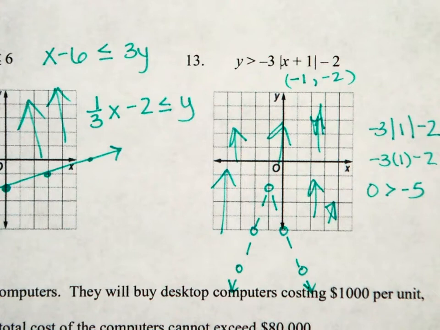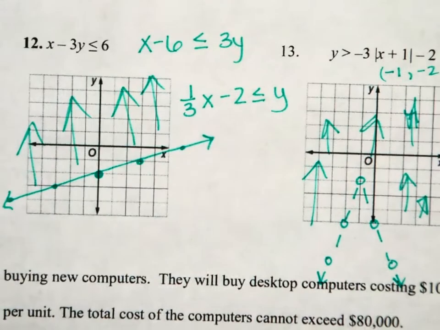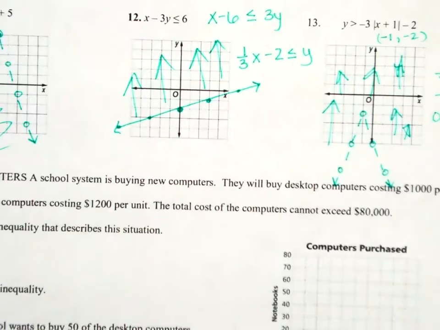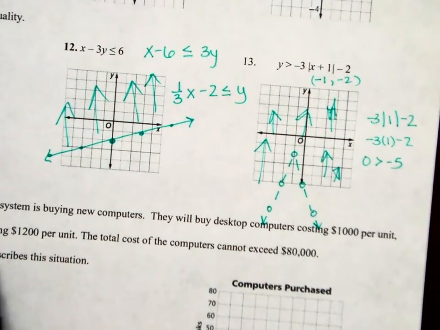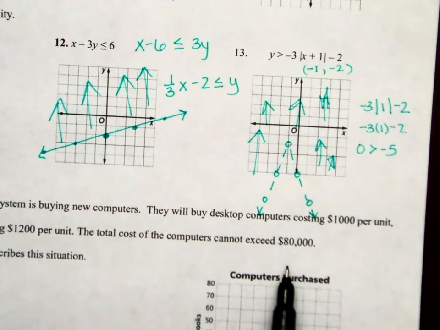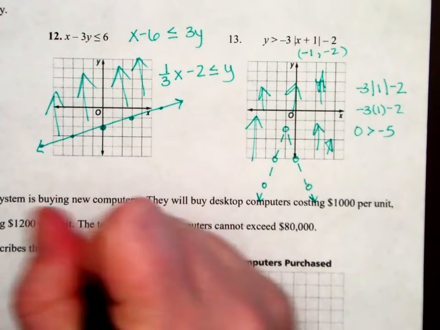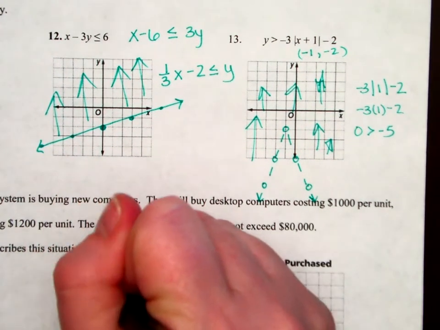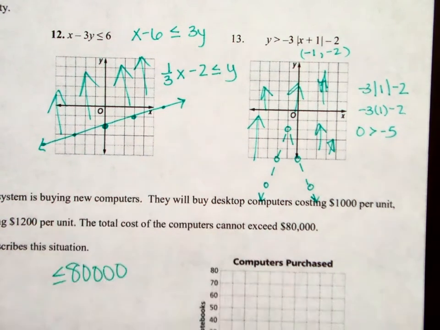Now, finishing up this last problem. This is problem number 14. A school system is buying new computers. They will buy desktop computers at $1,000 per unit and notebook computers at $1,200 per unit. The total cost of computers cannot exceed $80,000, but it does not say that it can't equal it, so it can equal it. So it is less than or equal to $80,000.